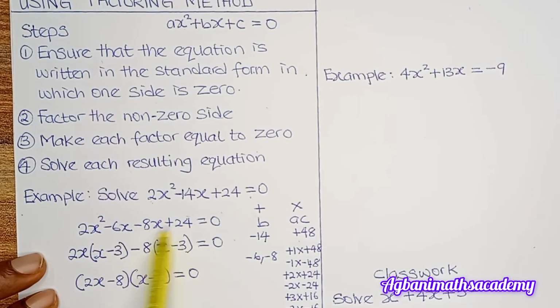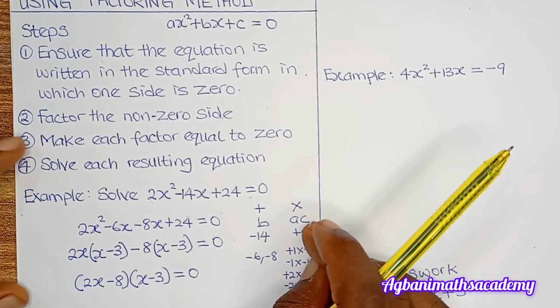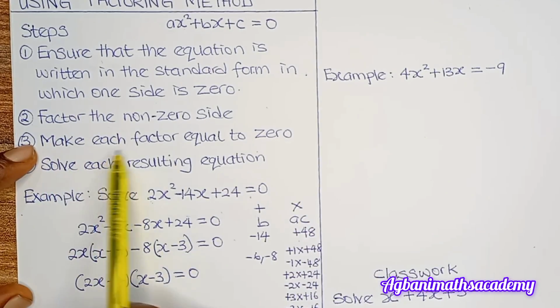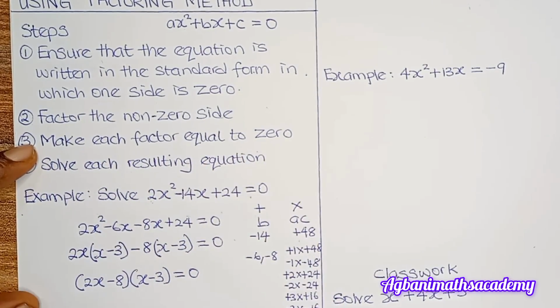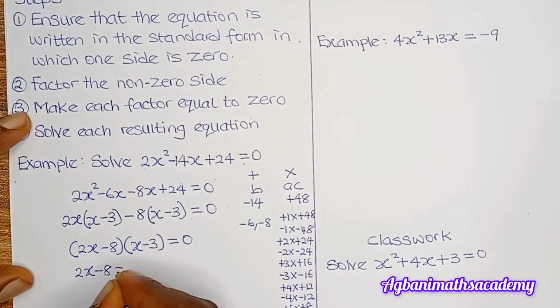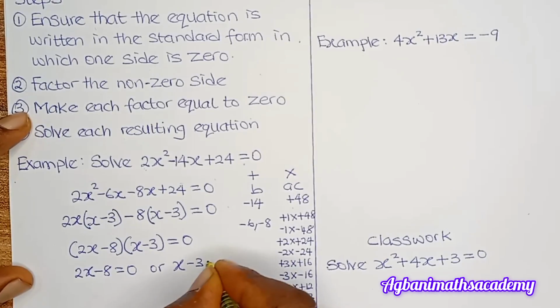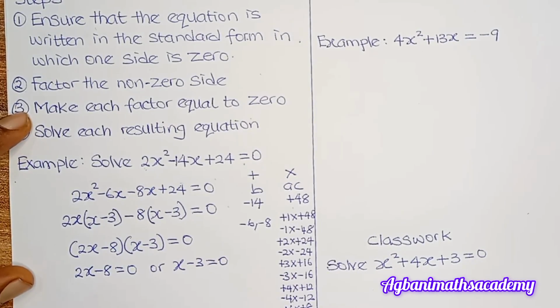So this is the non-zero side, and we have been able to split it into two of its factors. That's what it means to factor the non-zero side. The next thing we're expected to do is make each factor equal to 0. So this is going to be 2x minus 8 is equal to 0, or x minus 3 is equal to 0. So we have made the two factors equal to 0.